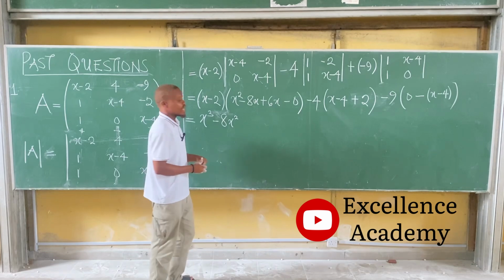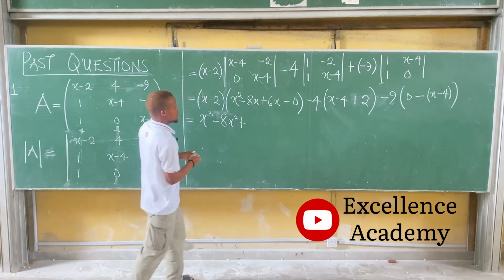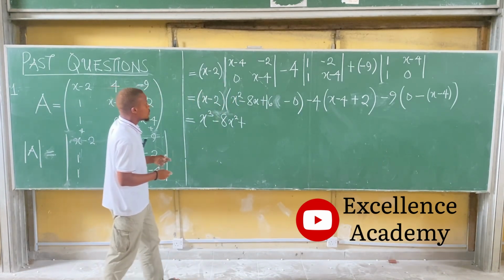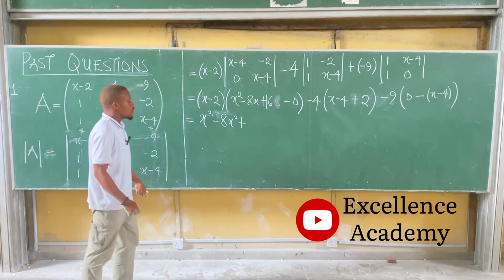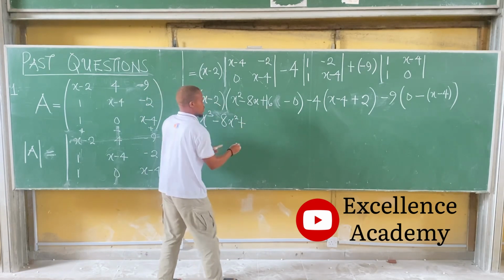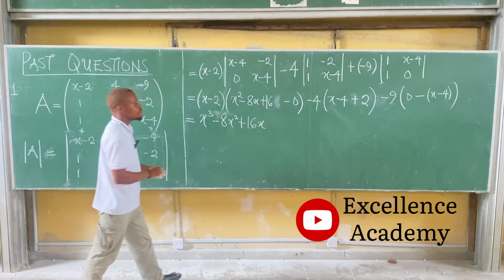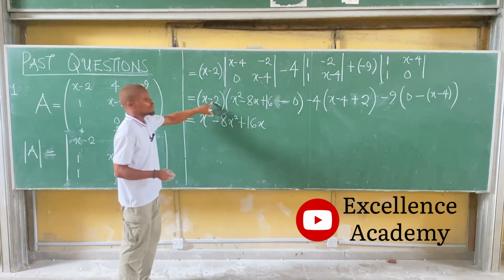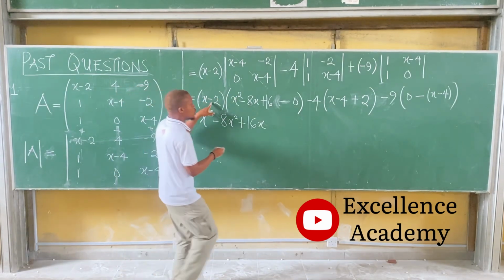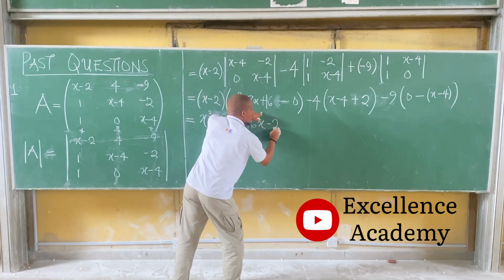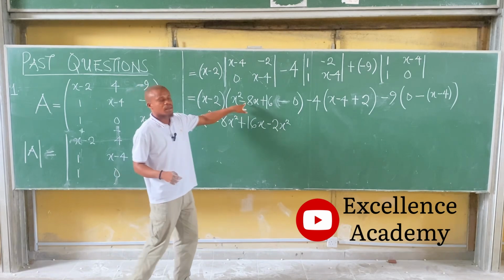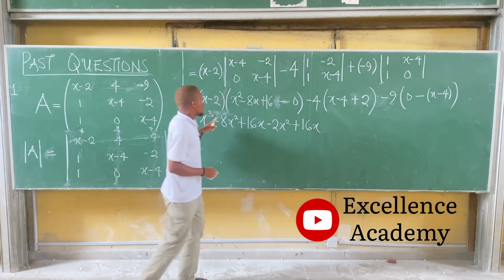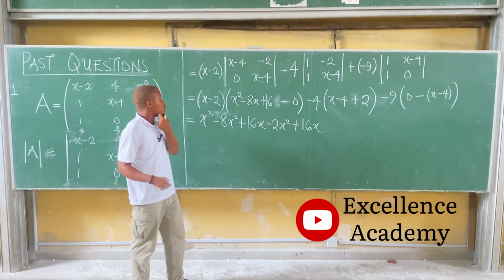X times plus 16, rather. This is plus 16. Right? Yes, this is plus 16. Okay. Next up, x times plus 16 gives me 16x. Alright. We go over to the next term there, which is minus 2. Let's multiply all through. Minus 2 times x squared gives me minus 2x squared. Minus 2 times minus 8x gives us plus 16x. Minus 2 times 16 gives us minus 32.